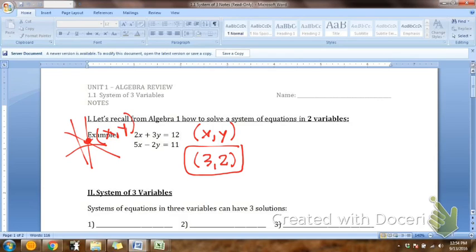Okay, so you're just going to write in alphabetic order. So if they gave you the variables a and b, you would still write a, b. Okay? All right, any questions so far? Nope. We're doing okay?